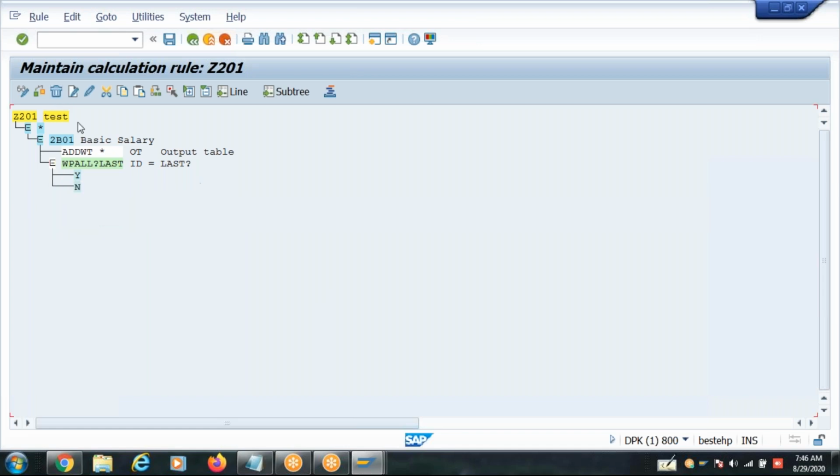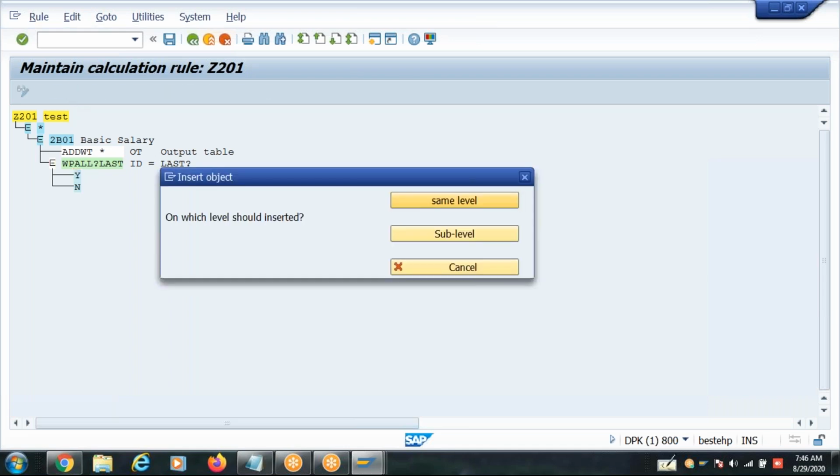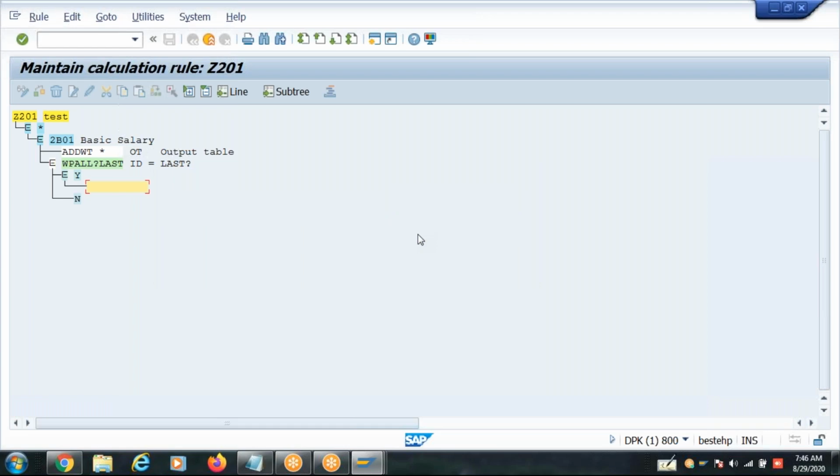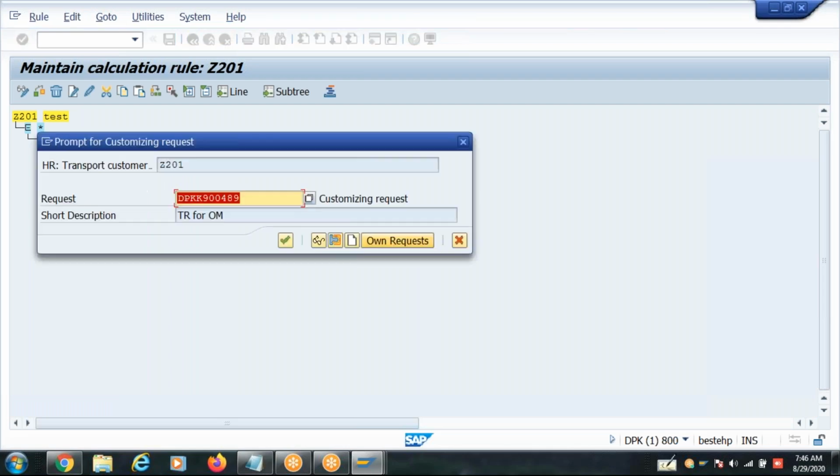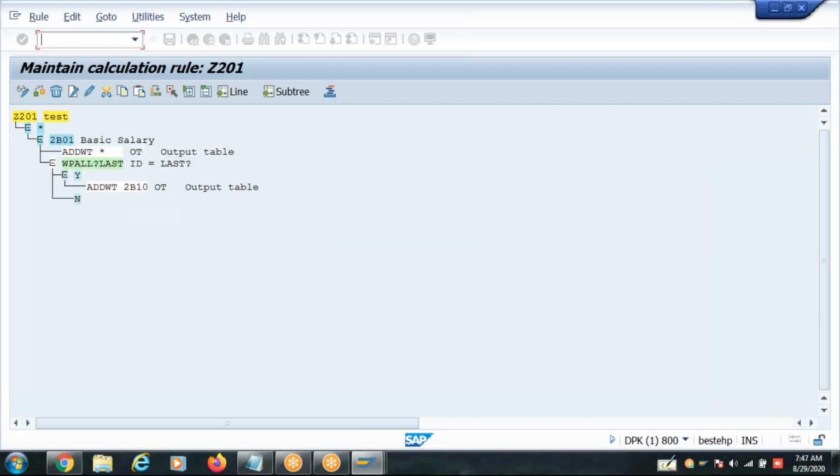It processes two splits, first split as well as the second split, right? Then I'm checking whether it is the first split or a last split. If it is a last split, then only add this wage type 2B10. Otherwise, do not add it. Without querying WPALL comparison first and last, if I use, what will happen? Both entries are added. But now I'm adding only the latest split of 2B01. Now check it in the rule.